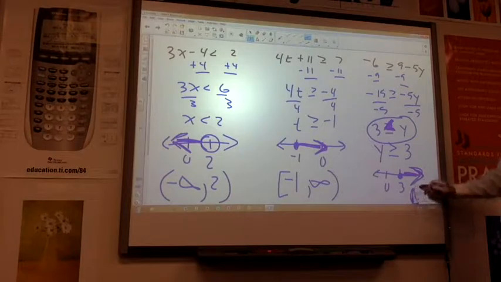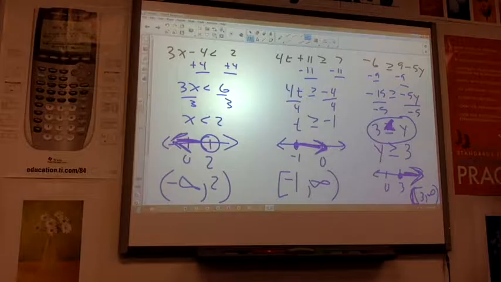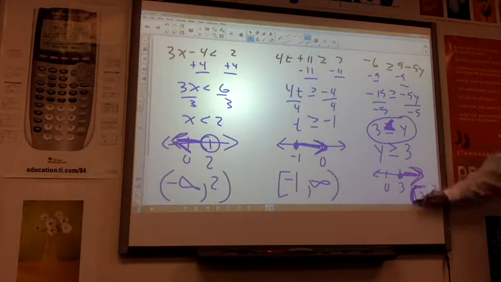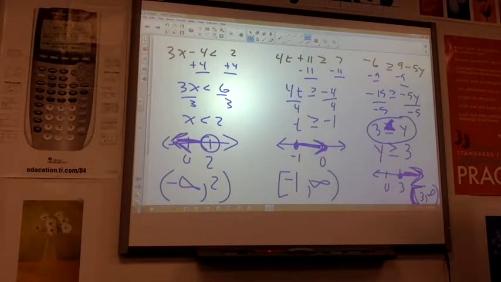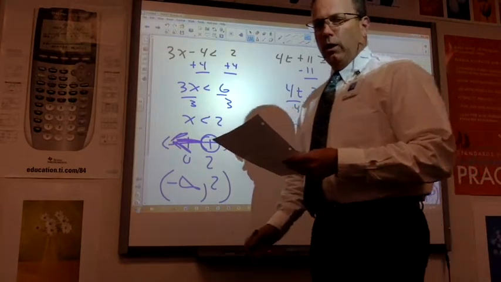3, circle or square? Square. 3 to infinity. I can squeeze that there. Rounded bracket. That's a square bracket for those of you who are having a hard enough time to decipher what I have out. We good?